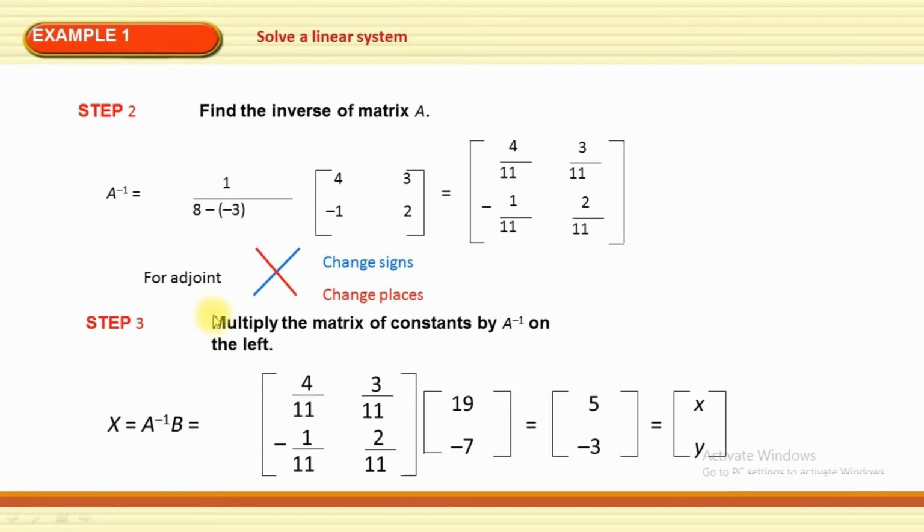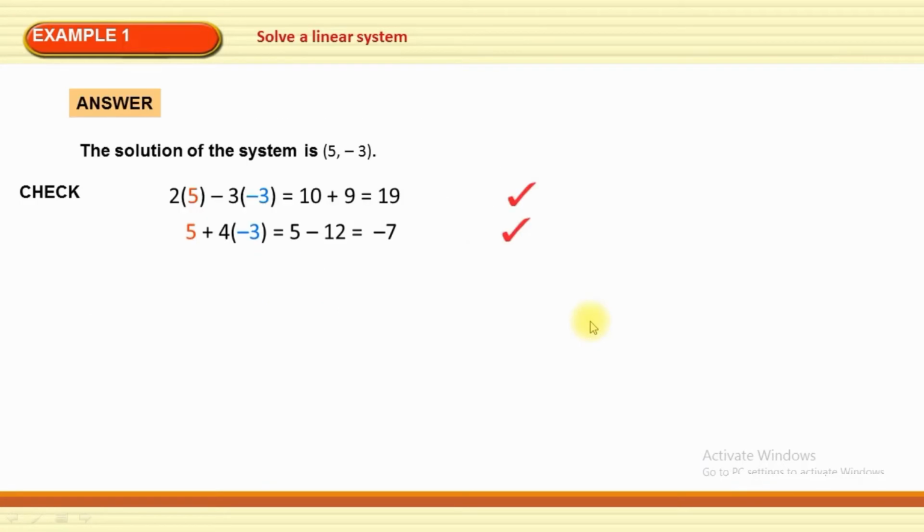Now, in step 3, multiply the matrix of constants, which is B, by A inverse on the left side. So we obtain X = A inverse B. This is the inverse of the matrix, and this is the matrix B. Now multiplying these two matrices, after simplification we obtain [5; -3]. So the result for x is 5 and for y is minus 3.